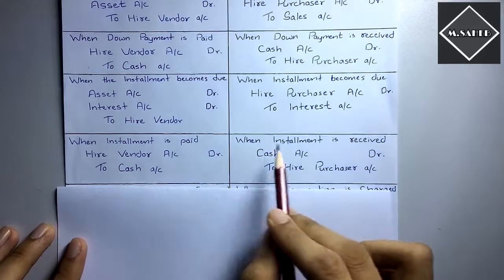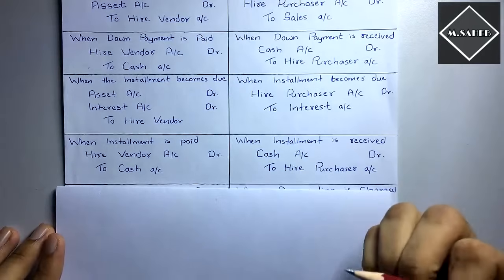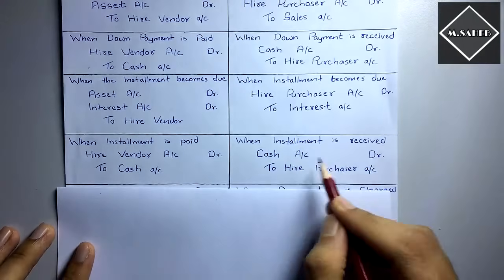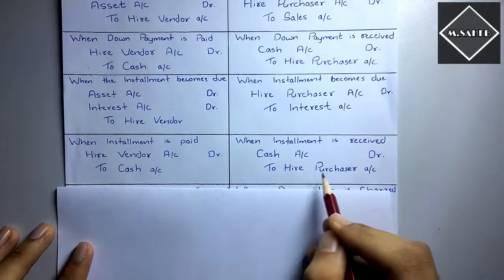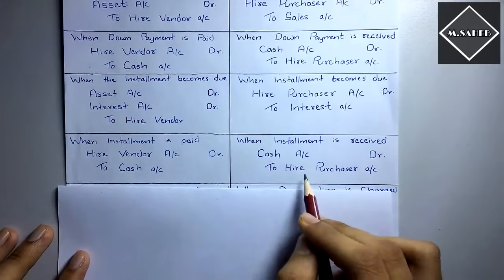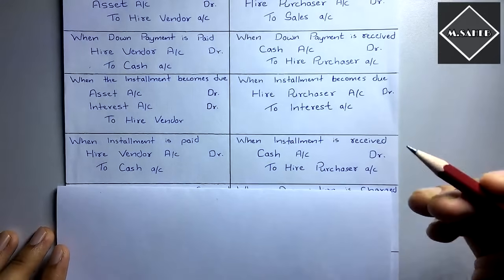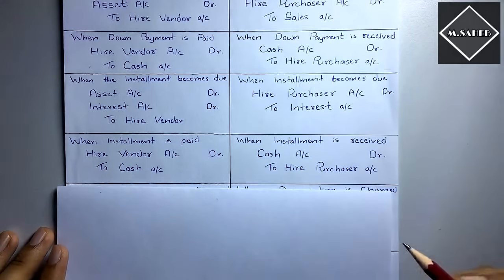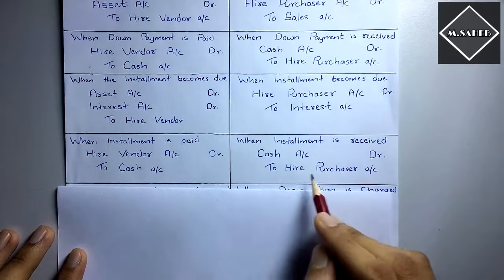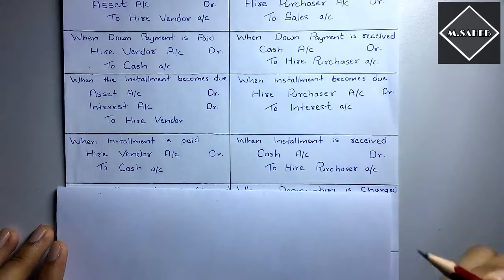Then when installment is received, now he is receiving the installment, that means cash is coming in, real account, whatever comes in you debit, so cash account debit to hire purchaser account. Now why is hire purchaser account credited? Because he got that cash from hire purchaser, hire purchaser is the giver, personal account rule, credit the giver. All right, simple, right?